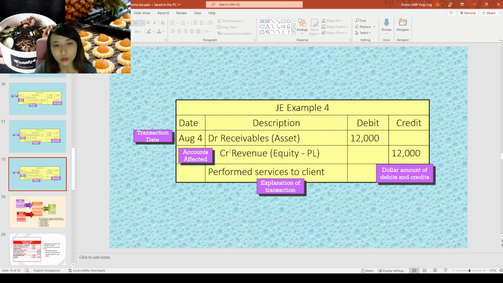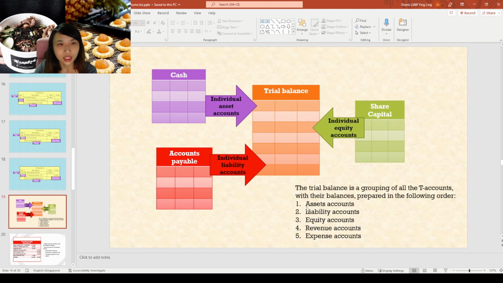Okay, so when you earn revenue, it is called credit revenue. So an increase in revenue is credit revenue. These two will equal out, same amount. Okay. And then with all these T accounts, you will incorporate all of these balances from the left, right?